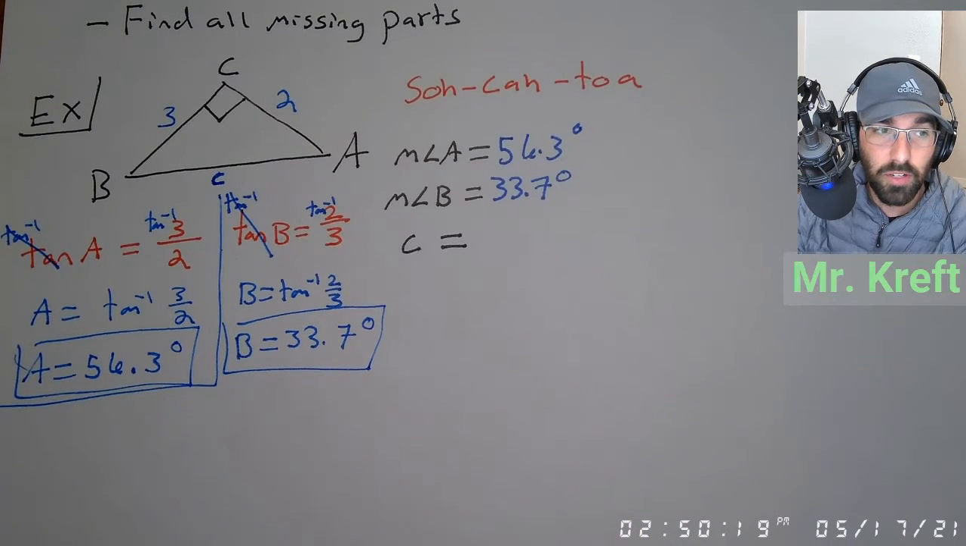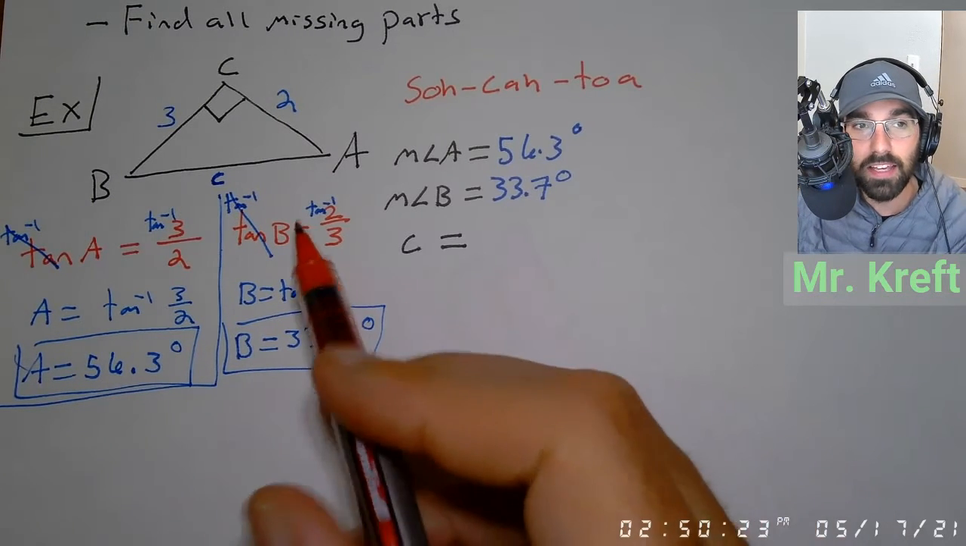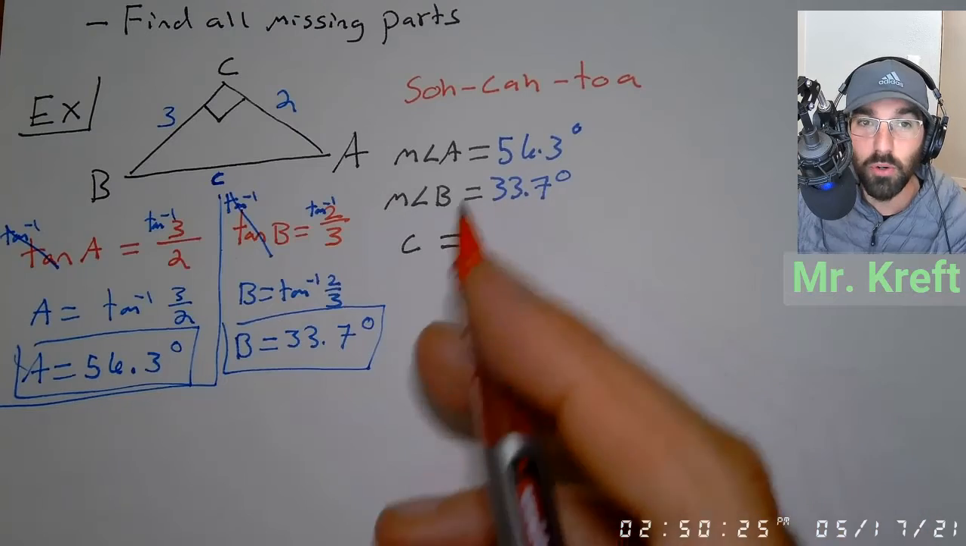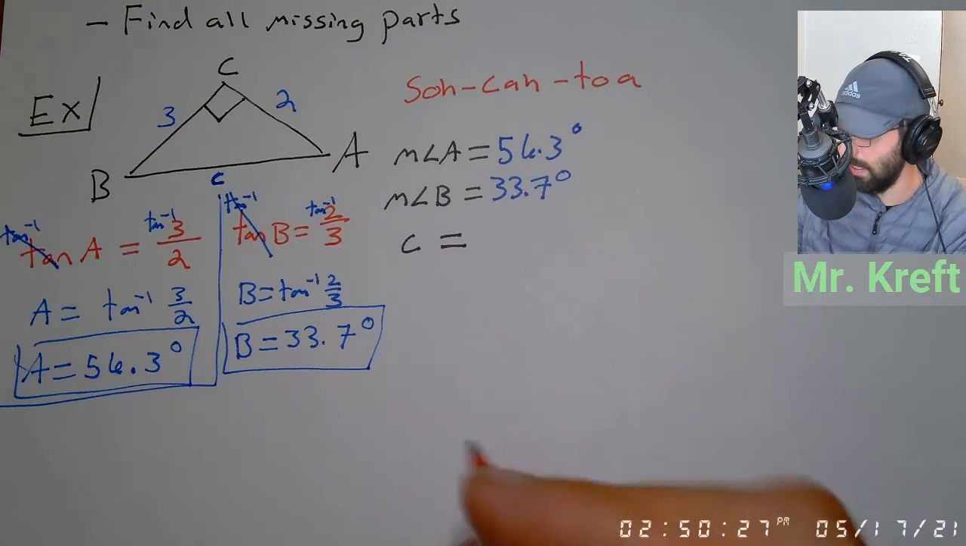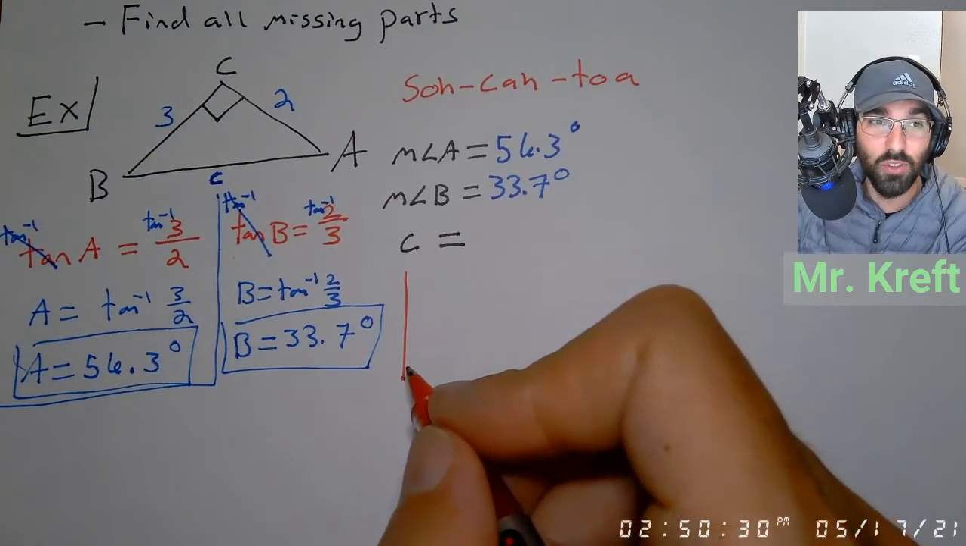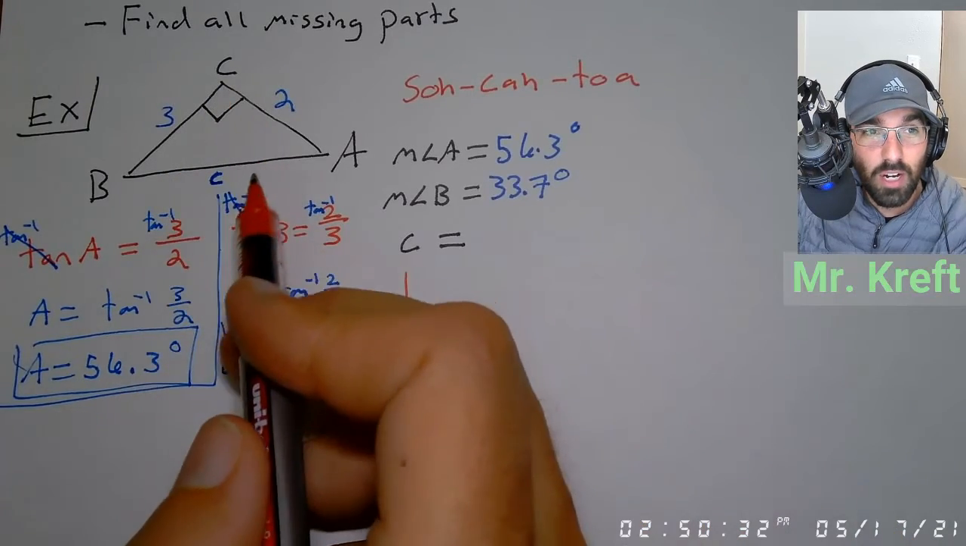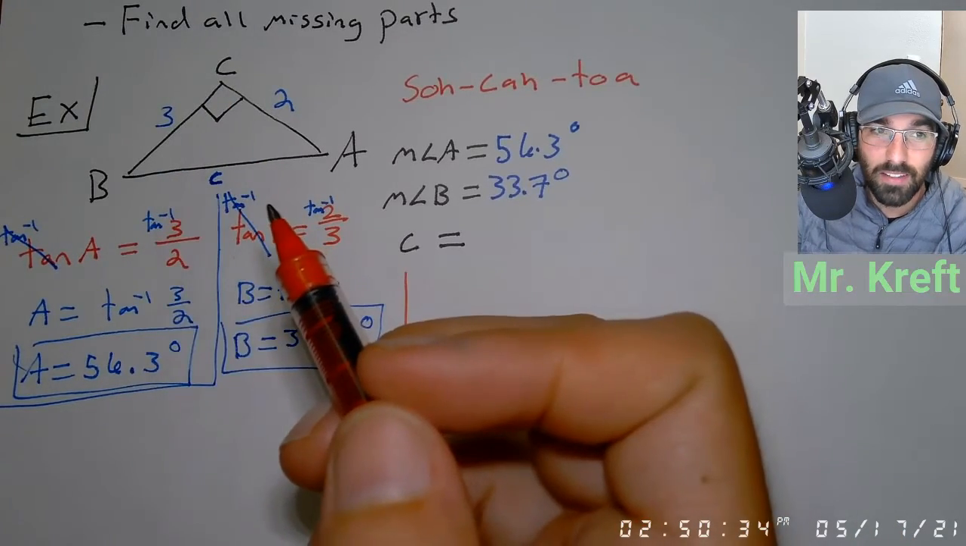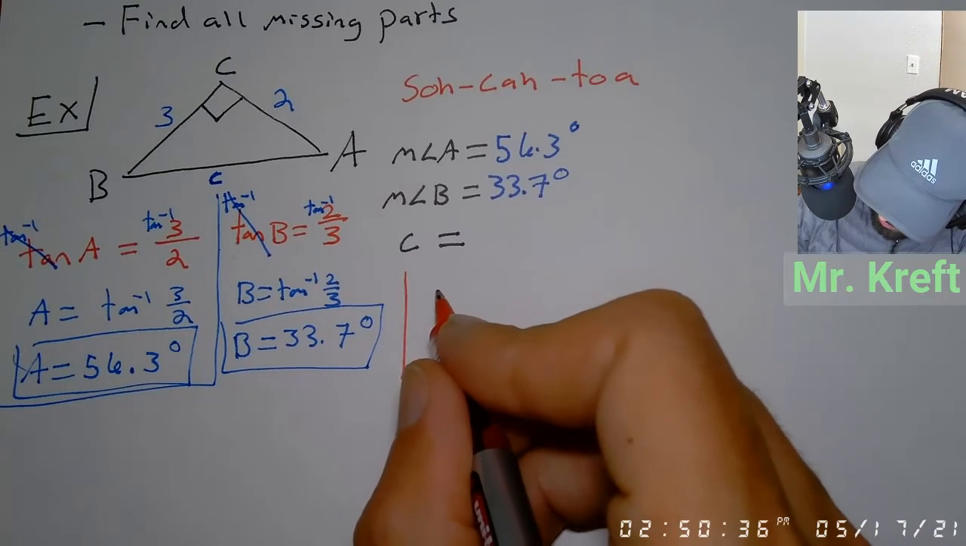All right, so the last one here is I want to find side C. Now, I could, and I want you guys to know this, go ahead and use my angles, but the problem with my angles is I rounded both of them, right? So if I can find a way to not use my angles, that would be really great too. Well, if this is a right triangle, doesn't Pythagorean theorem work? And yeah, it sure does.